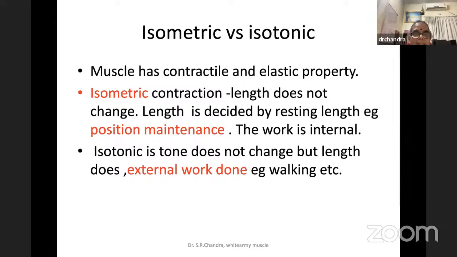In isometric contraction, the length does not change. Length is decided by the resting length of the muscle and it is for position maintenance. Whereas isotonic is where the tone does not change, but length changes. It is for external work like walking, etc. So in isotonic, the tone remains same, but the length changes, whereas in isometric, the length remains same and the tone changes.